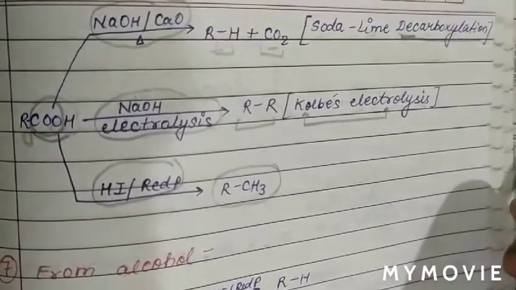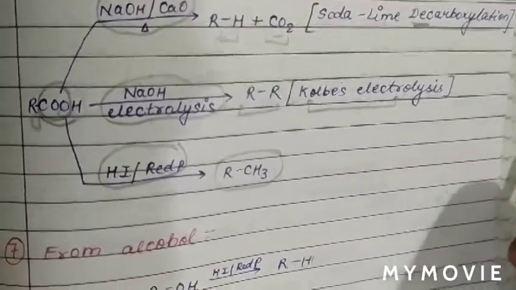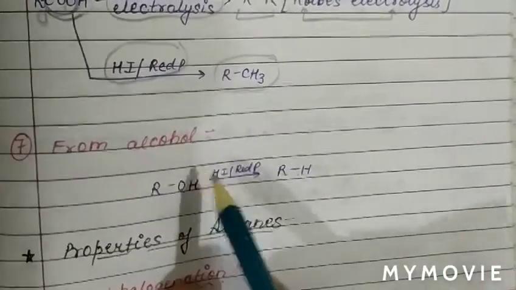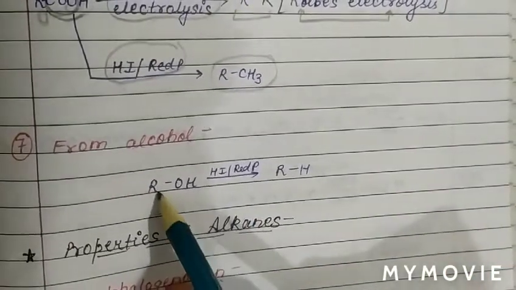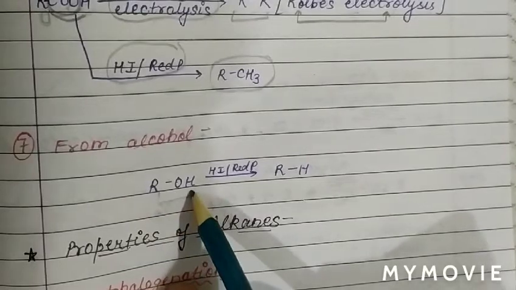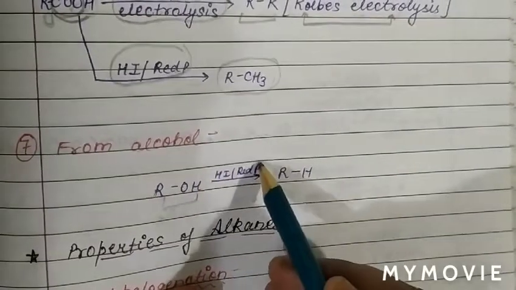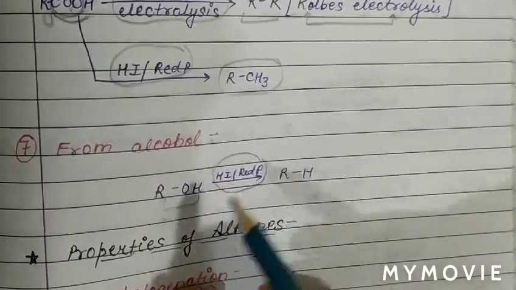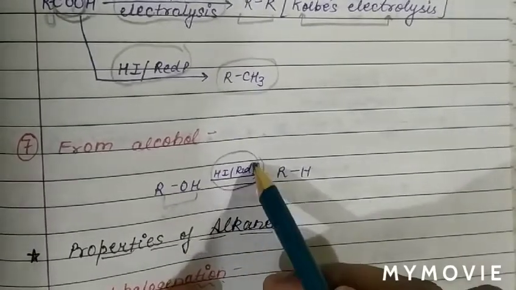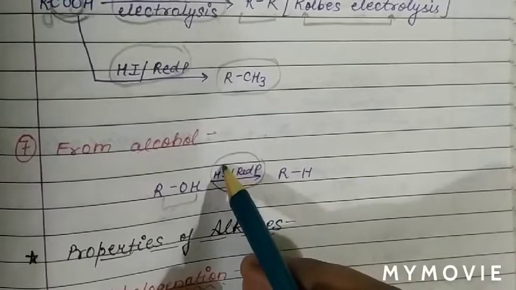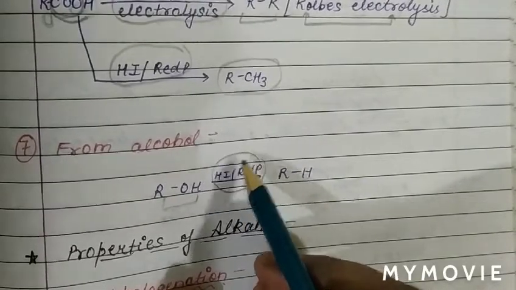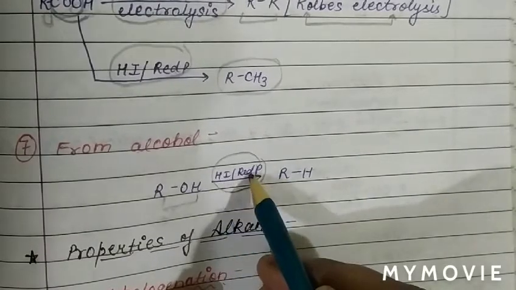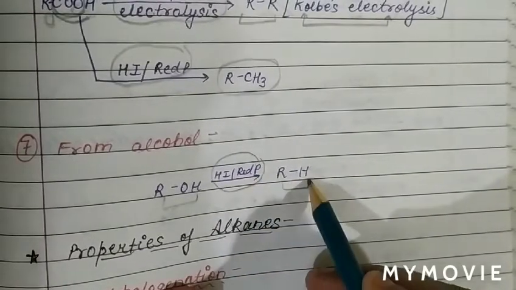Now we will discuss the preparation of alkane from alcohol. See, alcohol on reduction in presence of HI with red phosphorus. So HI with red phosphorus acts as a reducing agent for aldehyde, ketone, carboxylic acid and also for alcohol. So alcohol in presence of HI and red phosphorus will convert into alkane.